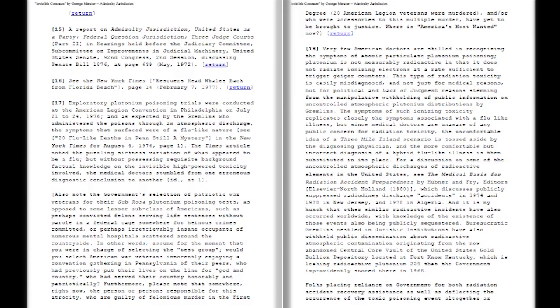In other words, assume for the moment that you were in charge of selecting the test group. Would you select American war veterans innocently enjoying a convention gathering in Pennsylvania of their peers, who had previously put their lives on the line for God and country, who had served their country honorably and patriotically?